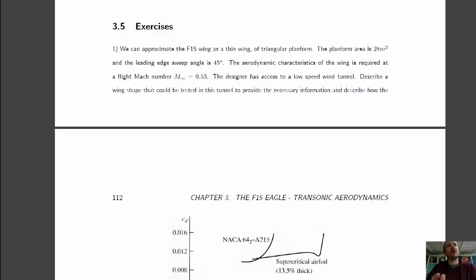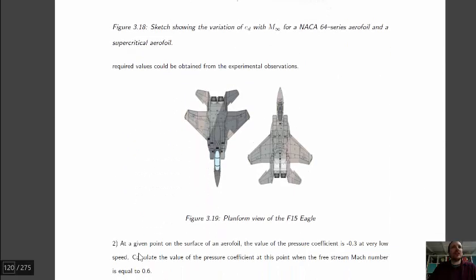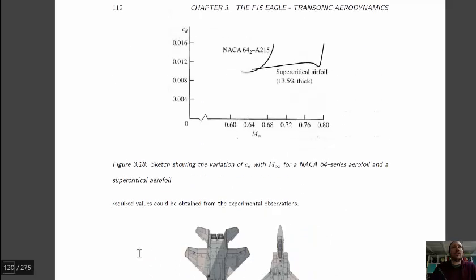So we're significantly above Mach 0.3, this rule of thumb we use about whether we need to take into account compressibility effects. The designer has access to a low speed wind tunnel, and I think the inference here is that low speed is meaning below Mach 0.3, so we can assume that the flow in the wind tunnel is incompressible. Describe a wing shape that could be tested in this tunnel to provide the necessary information, and describe how the required values could be obtained from the experimental observations.